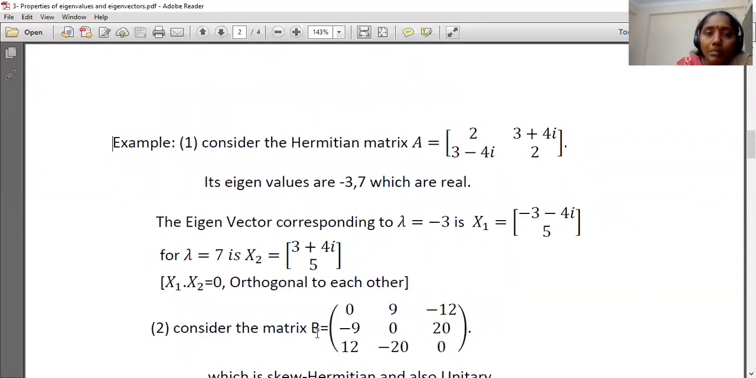Now we go through an example. Consider the Hermitian matrix. This is a Hermitian matrix. If you want, you can check this as A is equal to A bar whole transpose. Its eigenvalues are minus 3, 7. Find the eigenvalues as the roots of the characteristic equation, determinant of A minus lambda I is equal to 0. Those roots are minus 3, 7. These are real. That is the first property: eigenvalues of a Hermitian matrix are real.